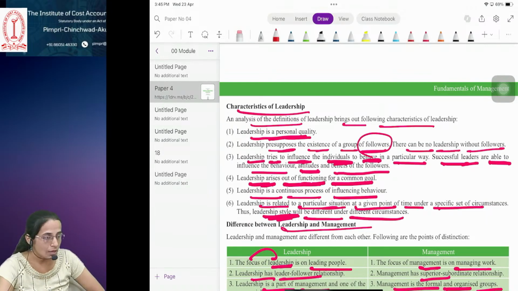So having good relations with the subordinates, the superiors, the people with whom you are working, and other departments is very important to become a good leader.